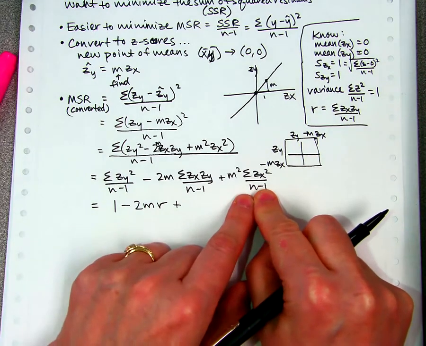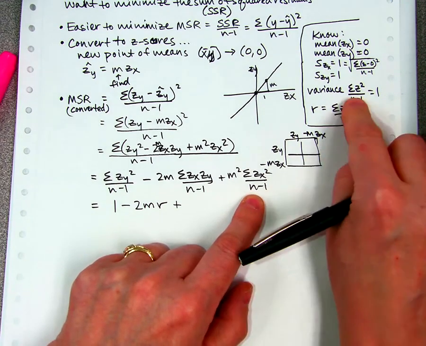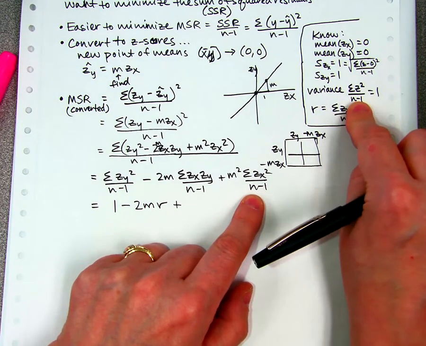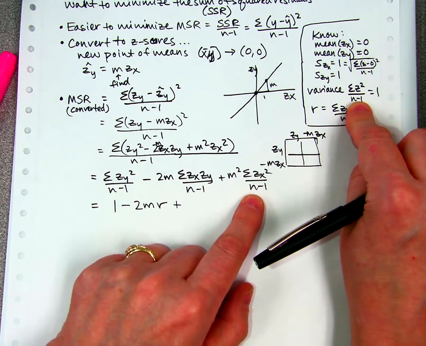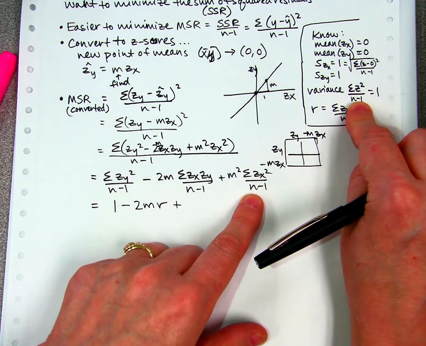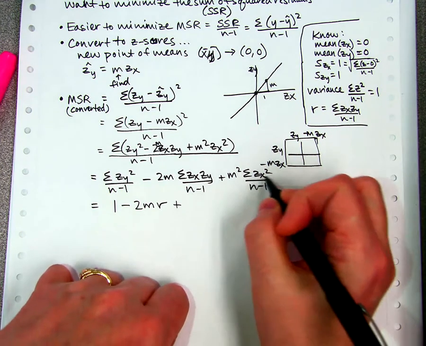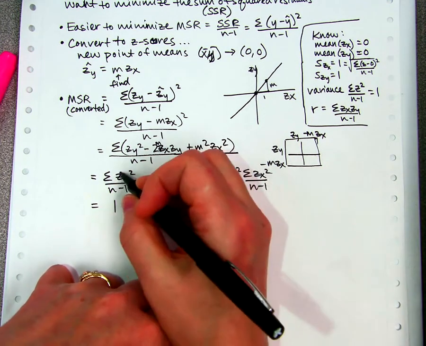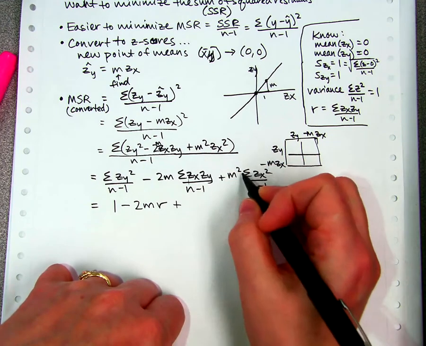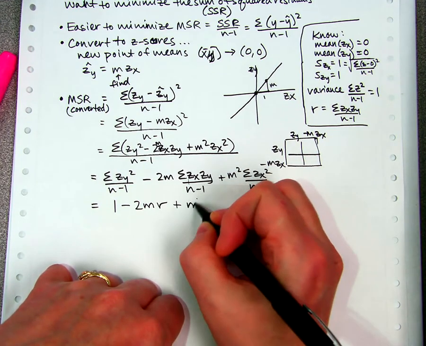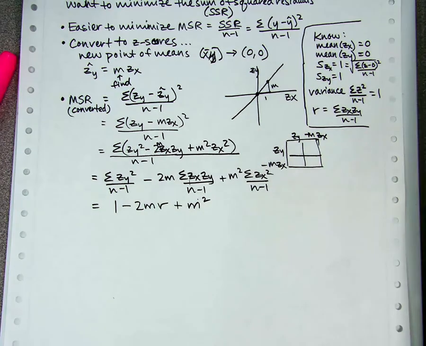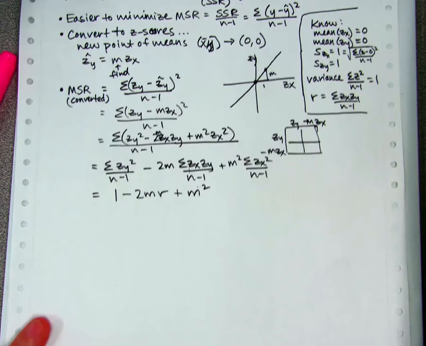Okay, well, this piece is zx squared over n minus 1. That's the same thing as this, except with x instead of y. It's the variance or standard deviation squared of all the zx's, which is 1. So it's kind of like a wow moment. This piece is 1, this piece is 1, this piece is the correlation. What's left here is just m squared. That actually looks really nice and simplified.